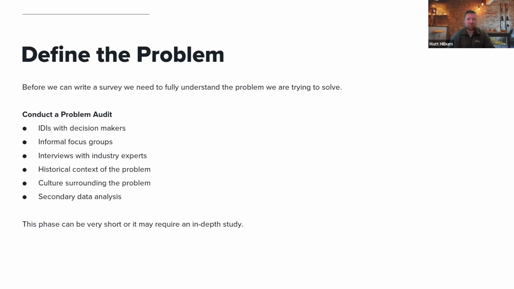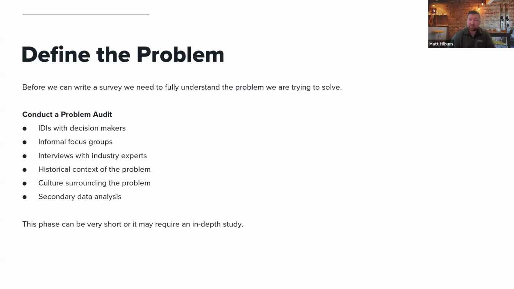And a lot of times when I watch webinars or trainings or see courses, sometimes there's a lot of fluff in courses, and you think, oh, maybe this isn't applicable to me. This is just for academic purposes. No, this is really important. We need to make sure that we're doing this. And so we conduct a problem audit.